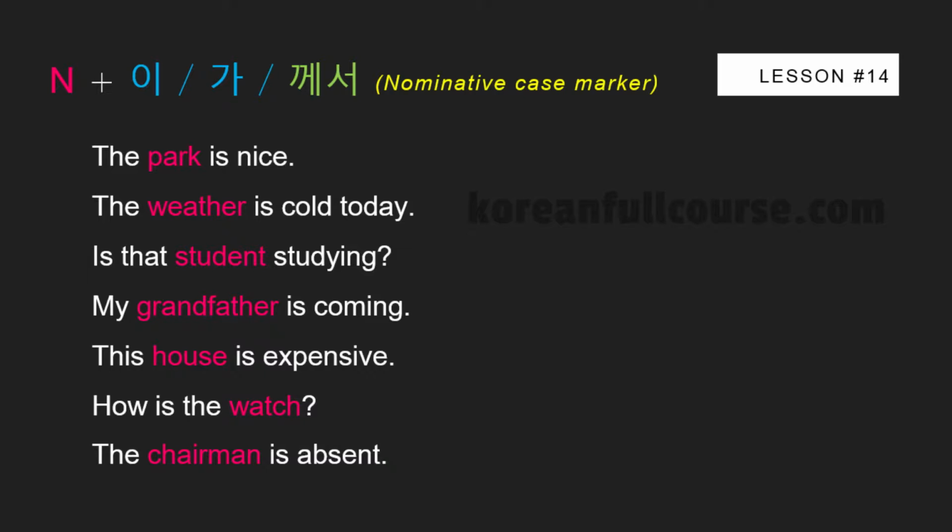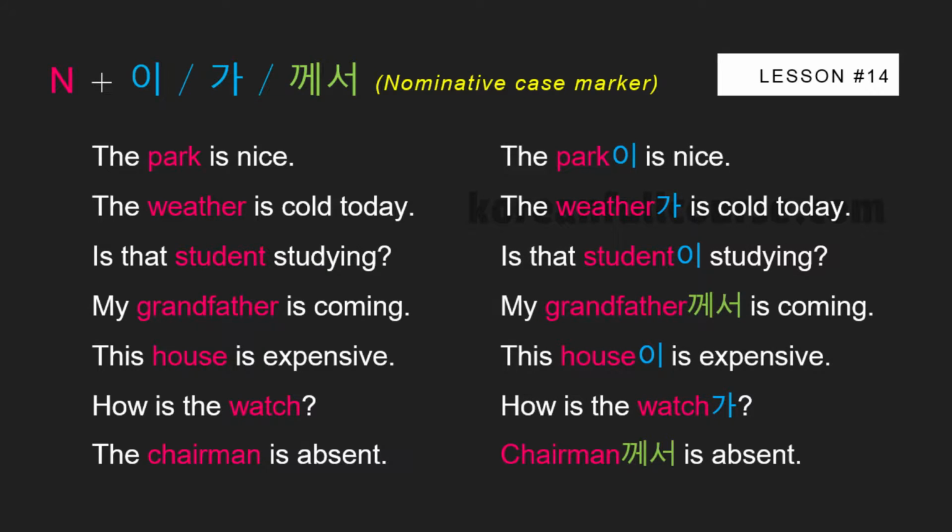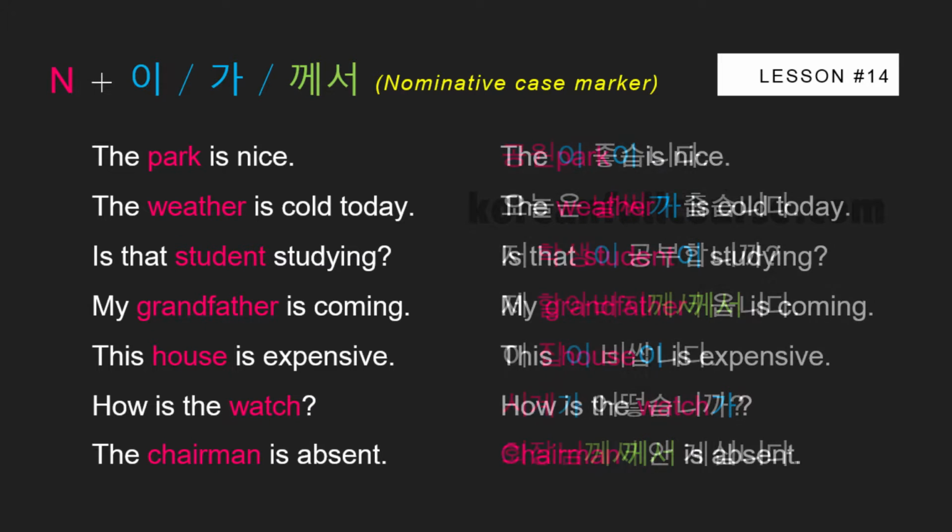Okay, so in all these sentences, the words colored in pink are the sentence subjects. As you can see, in English, we don't attach anything to sentence subjects in order to show that this is the subject of the sentence. But in Korean, we do have to attach the nominative case marker like so. Let's take a look at the Korean version of these sentences.